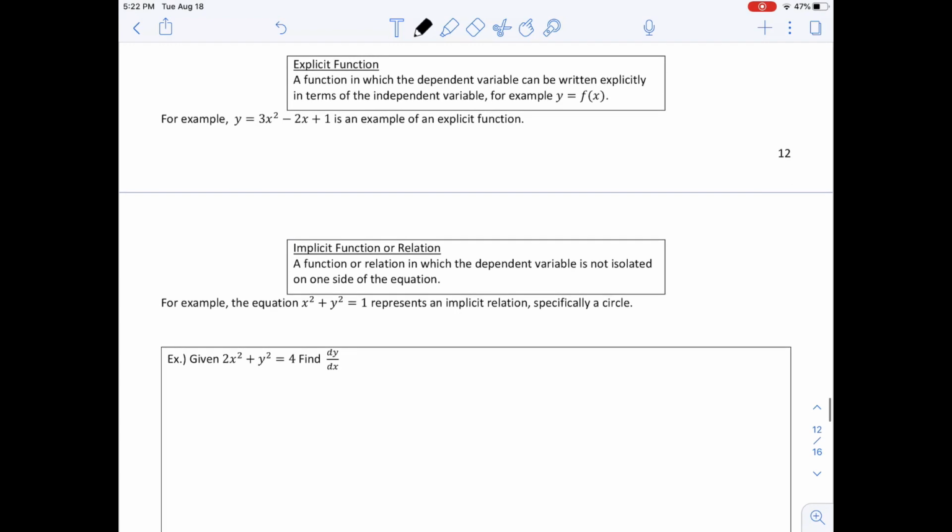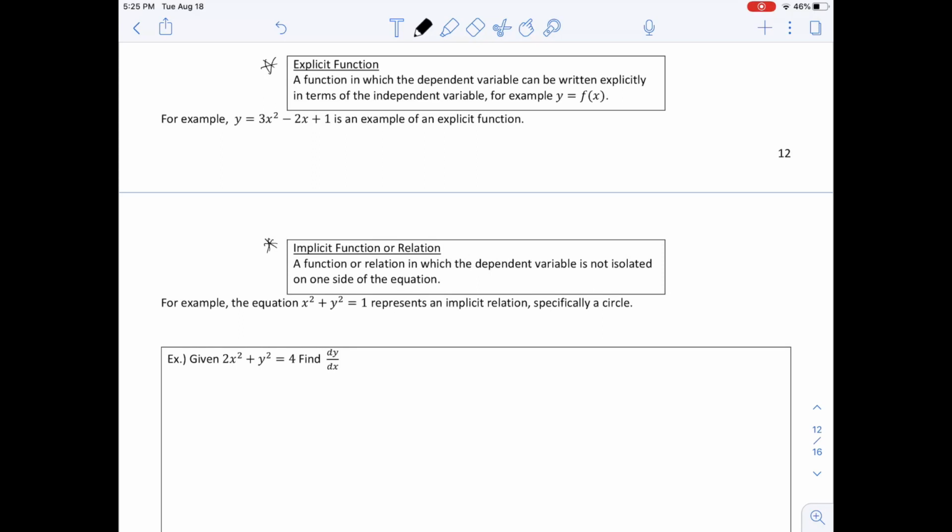The next definition that we have is an explicit function, and on the next page is an implicit function. An explicit function is a function in which the dependent variable can be written explicitly in terms of the independent variable. For example, y equals f of x. So we can isolate y by itself. And for example, y equals 3x squared minus 2x plus 1 is an example of an explicit function.